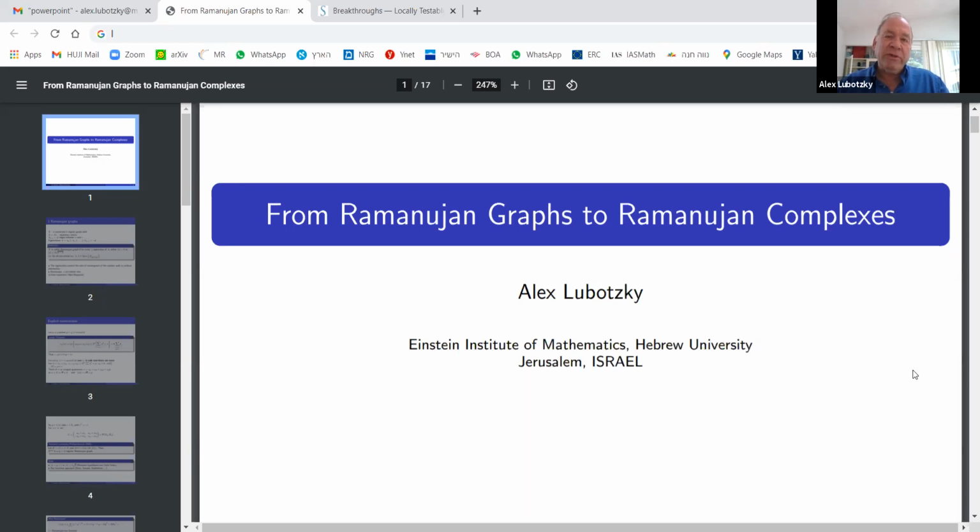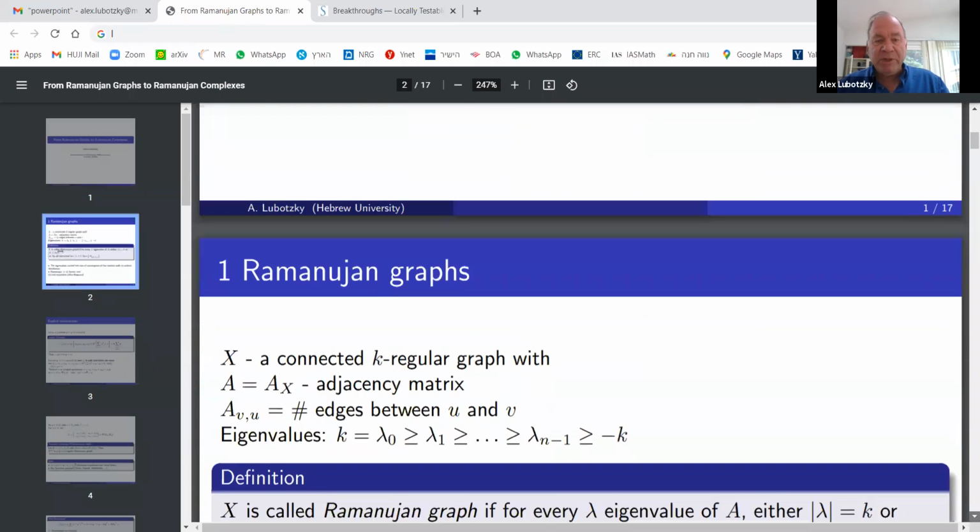The story is the passing from Ramanujan graphs, which is an old story, to a more recent story about Ramanujan complexes, which are higher dimensional versions of Ramanujan graphs, and some application of that, even quite surprising application, completely outside of number theory. So let's start from the beginning with this story.